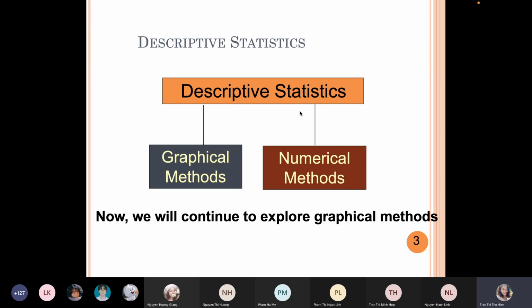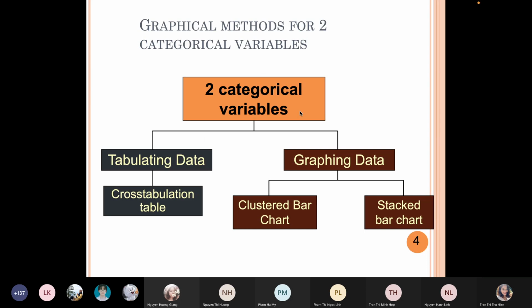So when you look at the graph here, you can see that for descriptive statistics, like I just said before, we can use graphical or numerical methods to present the data in an easy way for other people to understand. So there are two main parts, graphical or numerical methods. And in lecture number 2, we focus on the way to present two categorical variables.